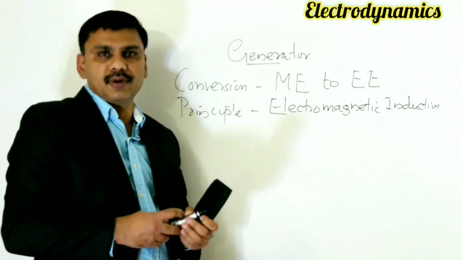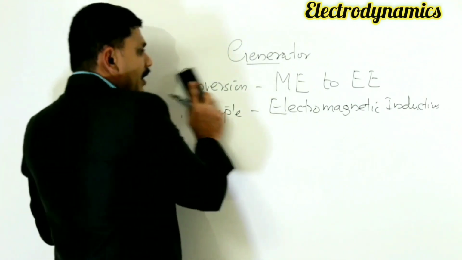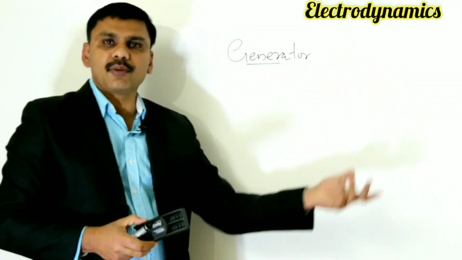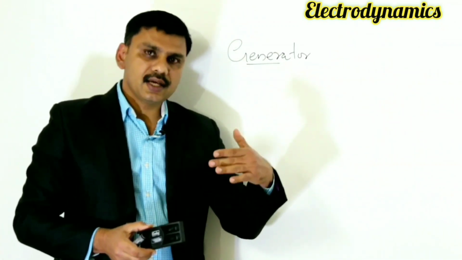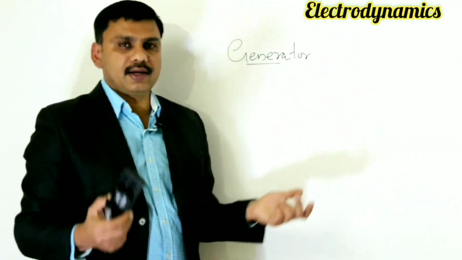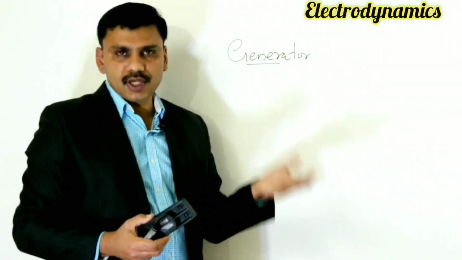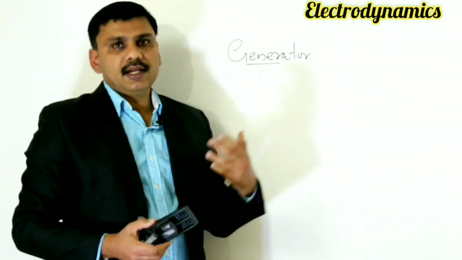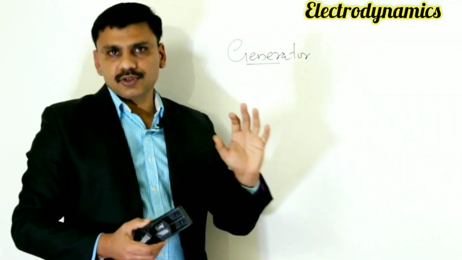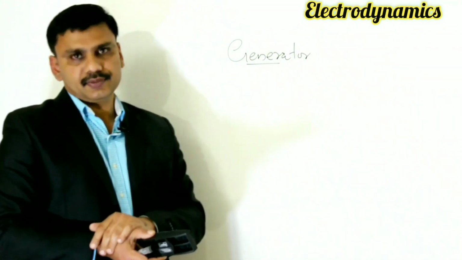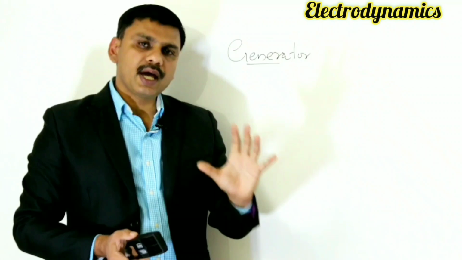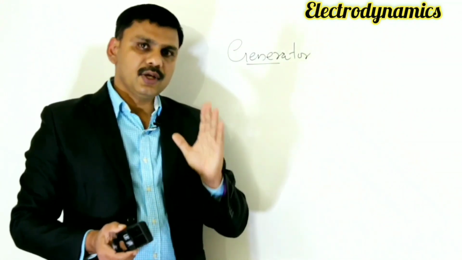How can you explain the principle? You already learned it in grade 11. The principle is electromagnetic induction, Faraday's law of electromagnetic induction: whenever there is a change of magnetic flux associated with a coil or a conductor, there will be an induced EMF. All types of generators work on the principle of electromagnetic induction. So keep that in mind.